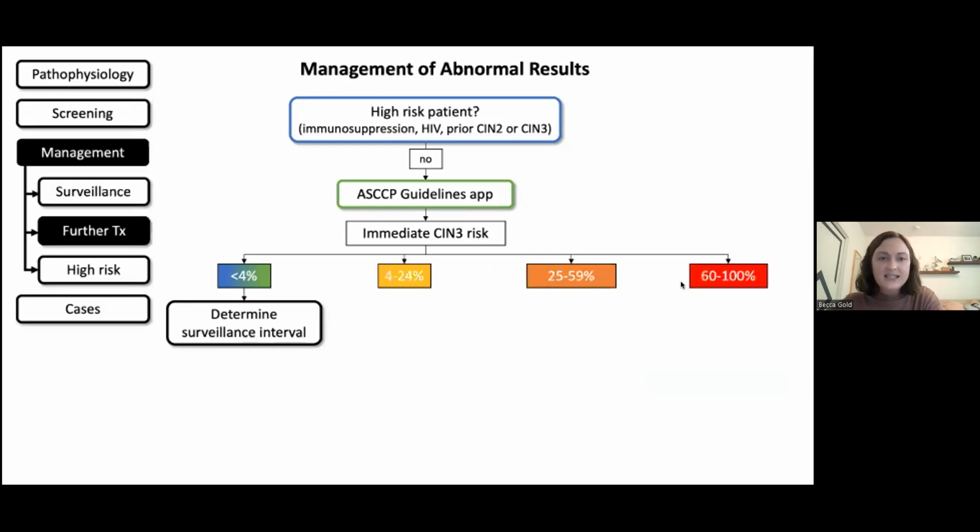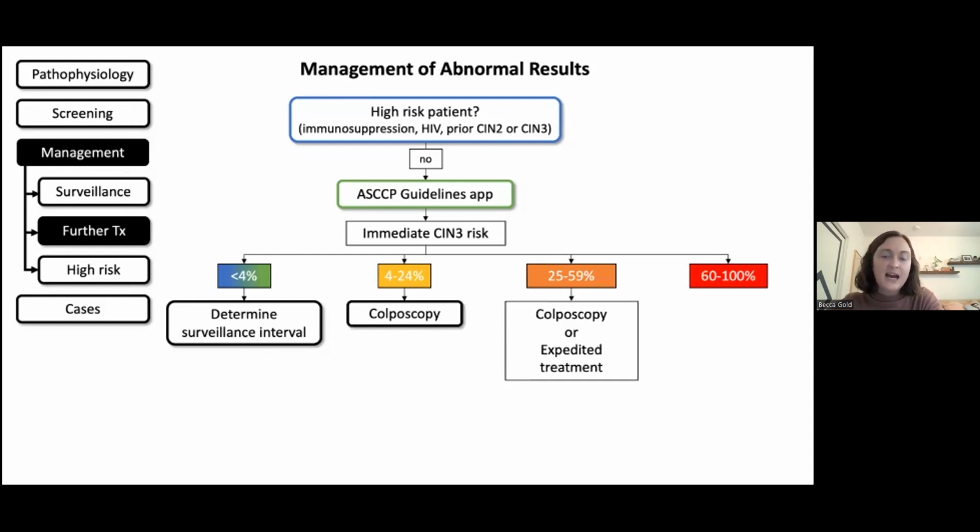In contrast, if a patient's immediate CIN3 risk is greater than 4%, the next step is determined by the overall size of that risk. So in folks that have a risk of 4 to 24%, they would be recommended to undergo colposcopy. And the thought there being that a colposcopy can help confirm whether CIN3 is present prior to proceeding with treatment. In folks whose risk is 25 to 59%, the tool will recommend either colposcopy or expedited treatment.